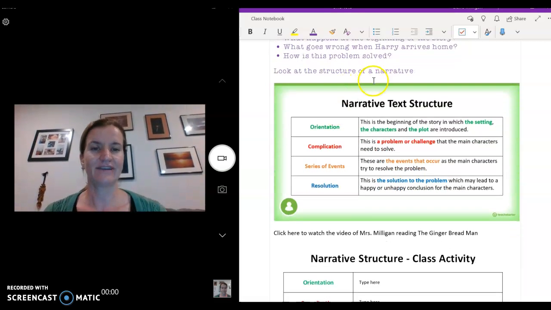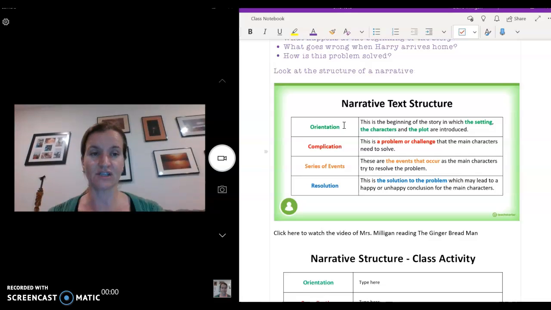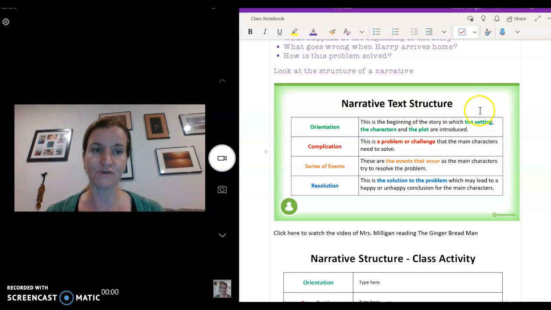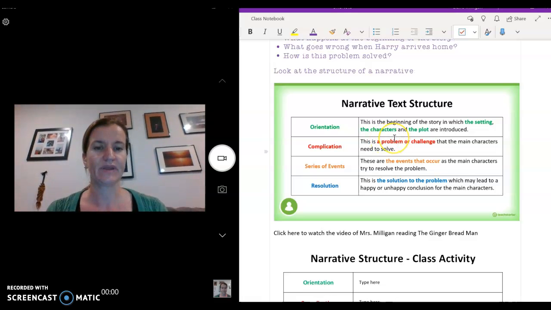Then have a look down at the anchor chart that we have here for you. So a narrative structure goes something like this. It starts with your orientation. The orientation is at the very start of your story, and it's where you introduce your setting, your characters, and start to give us an idea about what's going to happen in your story.